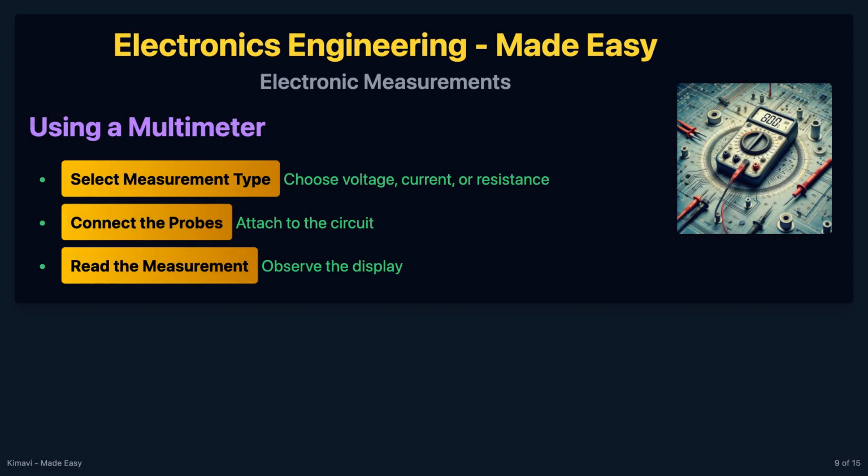To use a multimeter, first select the measurement type, whether it's voltage, current, or resistance. Then, connect the probes to the circuit and read the measurement on the display.